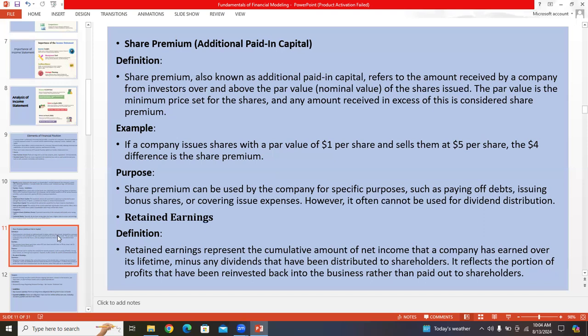It reflects the portion of profit that has been reinvested back into the business rather than paid to the shareholders. Yes, you pay some portion as dividend, and the remaining amount you invest back in your business operations, which you use for further operations, for paying off debts, or for your expansion. Or you save it for better times, or you save it for bad times. That is called retained earnings.